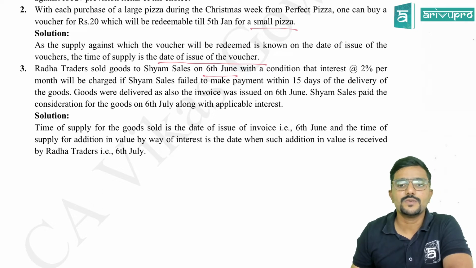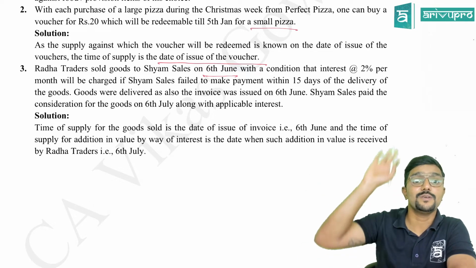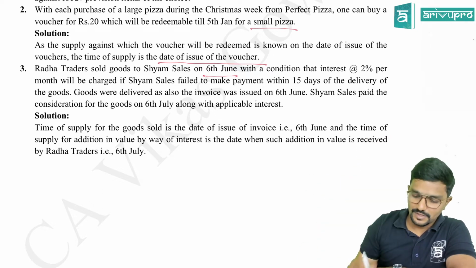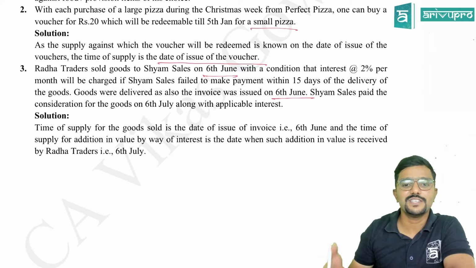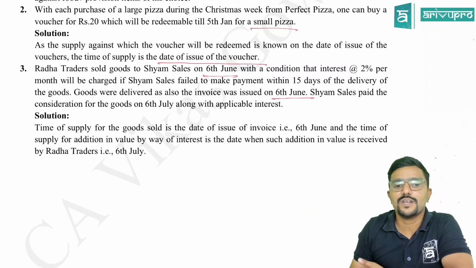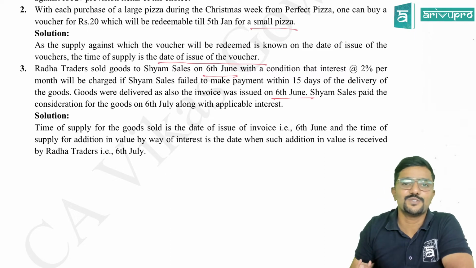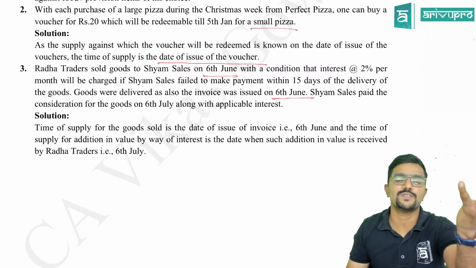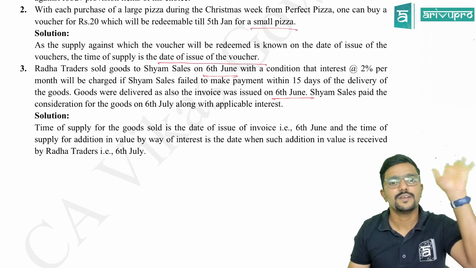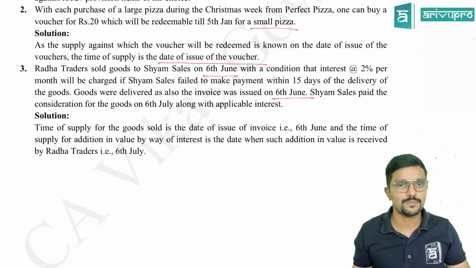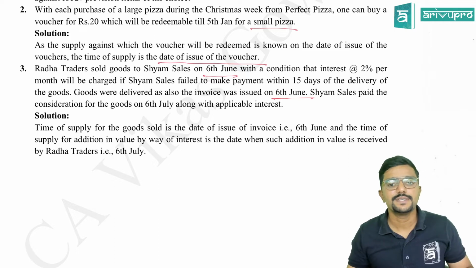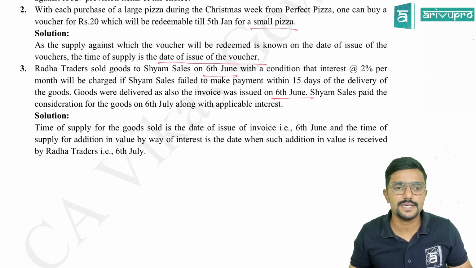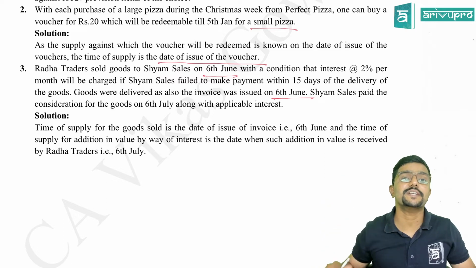So what is the time of supply for normal goods? For the normal supply, 6th June. Because the invoice is issued on 6th June, and the goods are removed and delivered on 6th June. So the due date is also 6th June. The actual date of issue of invoice is also 6th June. So what is the time of supply? 6th June for the normal supply. But for the addition, Sham Sales paid the consideration for the goods on 6th July along with applicable interest.